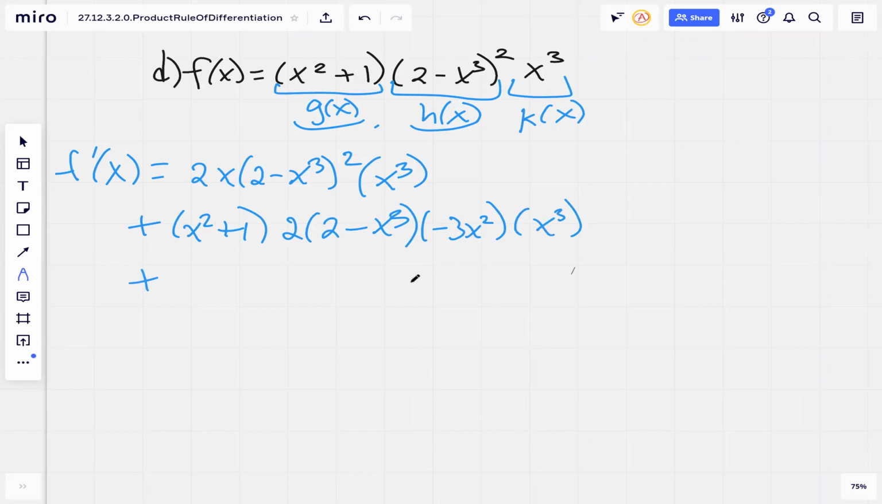Plus, we're going to take the derivative of K now, but first let's write out G, x squared plus 1, H, 2 minus x cubed squared, and the derivative of K, which is 3x squared. And that's the derivative of our function, a product of 3 different functions. And again, you can simplify, but if you don't have to, don't. The more you do, the more potential for error.